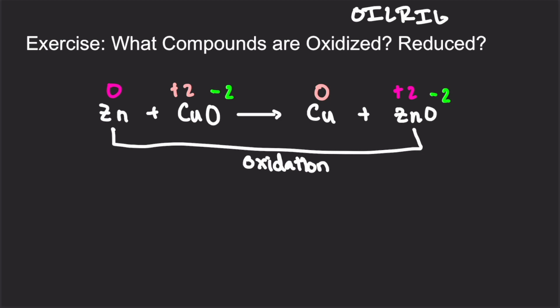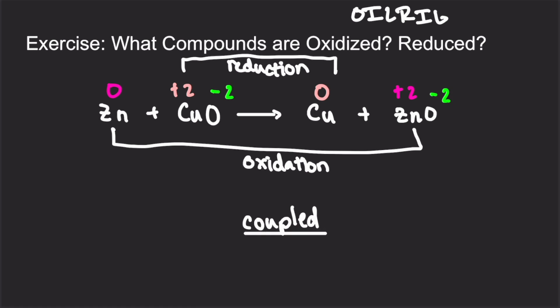But what about the copper? The copper goes from +2 to 0. It becomes more negative, so it gained electrons. So this here is the reduction half reaction. Copper gains electrons and becomes more negative. Notice they are always coupled together. You cannot have an oxidation without a reduction.